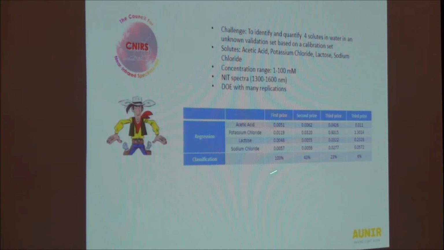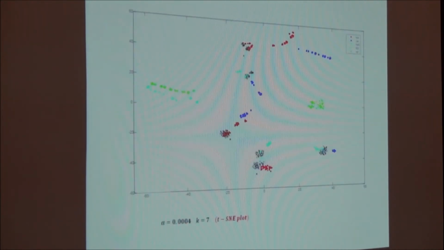And you can see that we were successful in 100% classification of the unknown data set, which is kind of surprising because some of those concentrations are below detection limit. And it's almost similar to water. We could differentiate those samples from water.